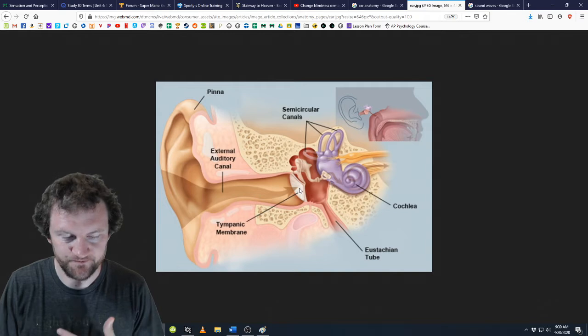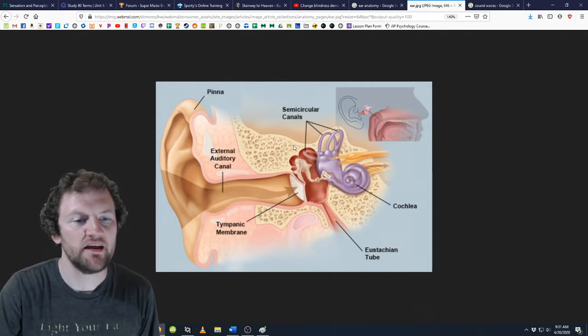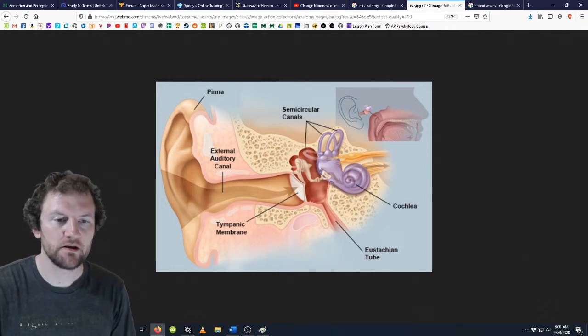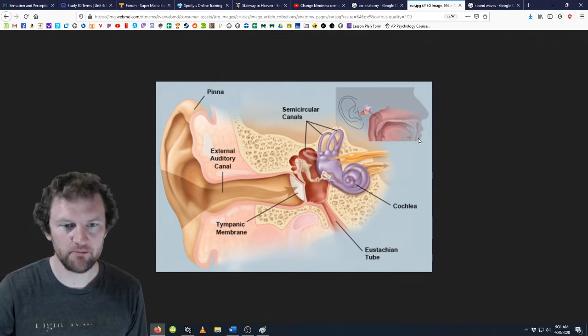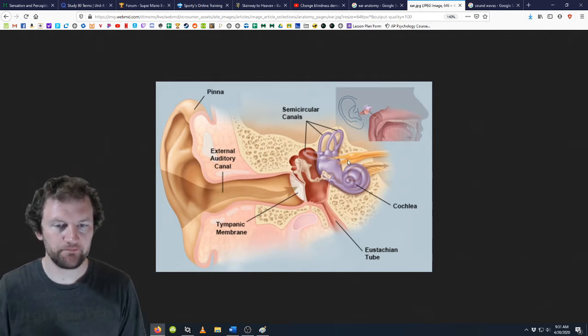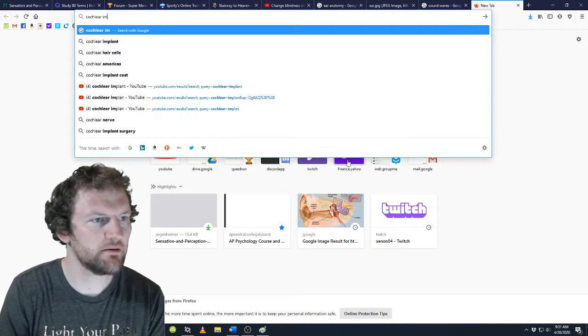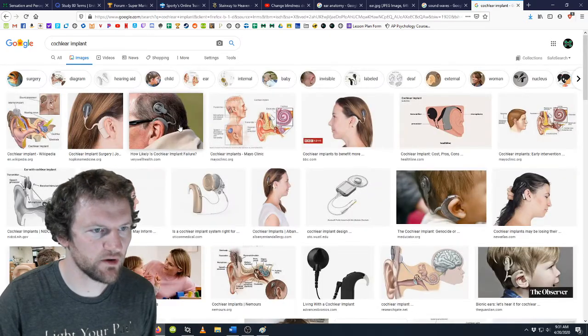The other way you can have a problem is sensory neural hearing loss, which is a neuronal problem with the ear, usually in the inner ear, a problem with the nerve, or even your brain, but usually the hair cells within the cochlea. With that, you can have what's called a cochlear implant, and a cochlear implant is this little device right here.